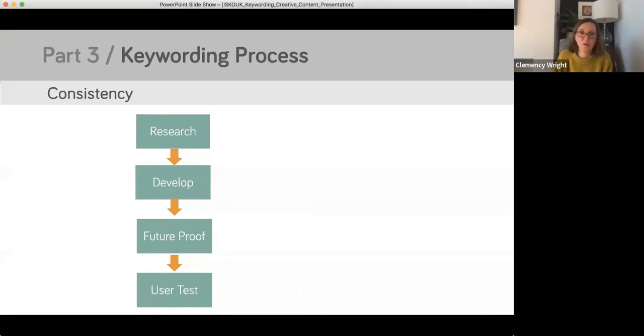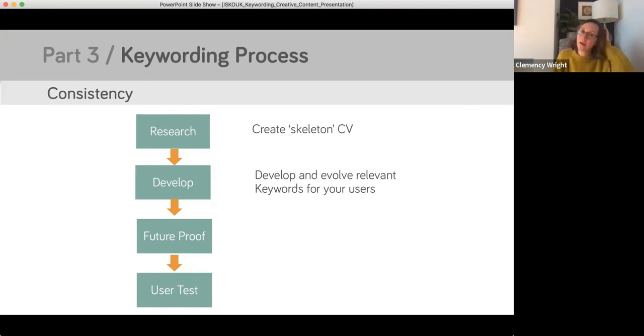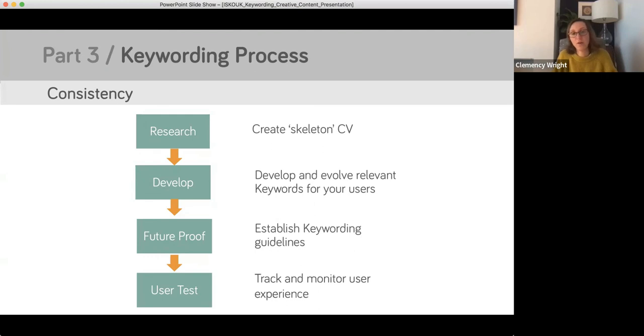And how would you do that? You might conduct some research. You might ask your users and your stakeholders how they search for content and how they keyword content, and use that to start to create a controlled vocabulary. Develop and evolve the keywords in line with your users' needs. So make sure that you're listening to how they search and looking at search logs, seeing what their search process involves. Try to establish some guidelines, some processes and protocols that people can follow. And also try to track and monitor the user experience. So make sure that you're testing to make sure that the results coming back are accurate, relevant, and consistent.